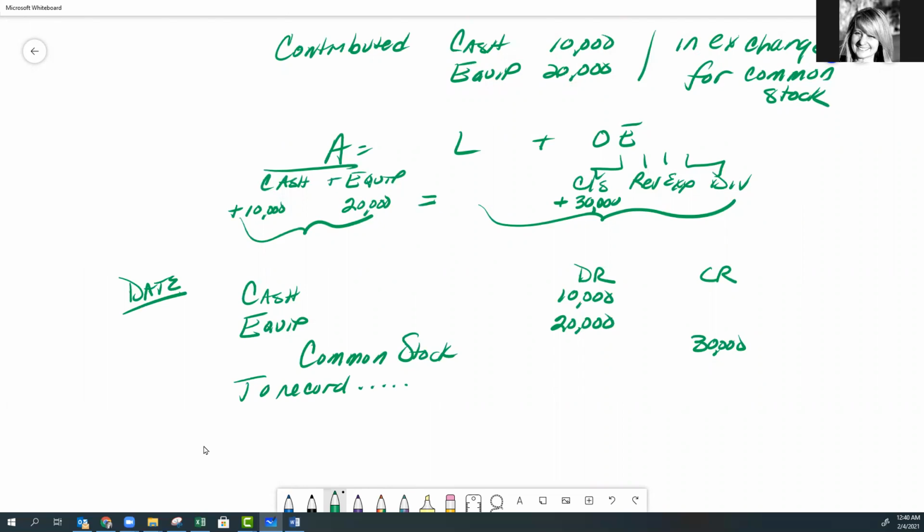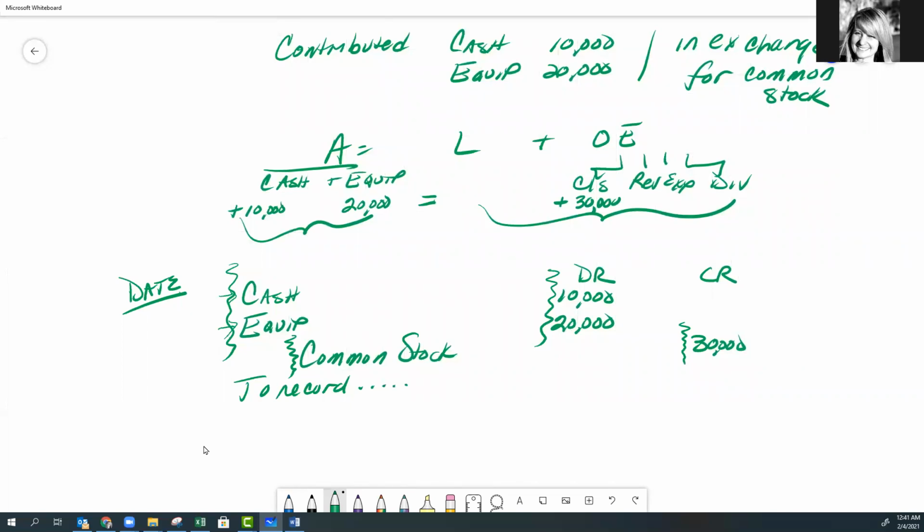Number 1, debits always on the left. That includes both the account names, cash and equipment. Both of those are written here on the left. And our amounts are also over here on the left. Our credit, we're crediting common stock. Notice we started it over here on the right, so it's indented, and our amount is also over here on the right. So we have followed rule number 1.